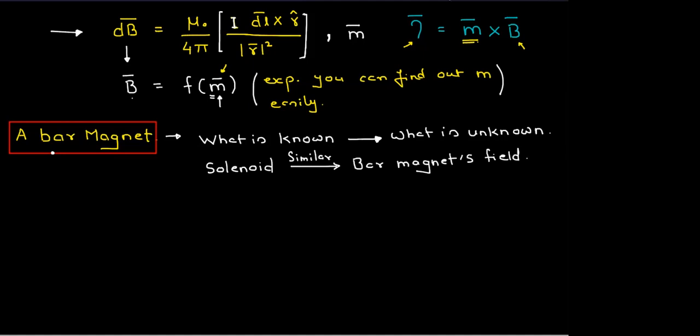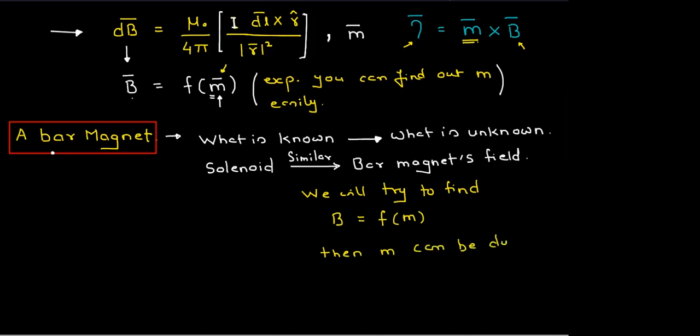Okay, so what we will do is that we will try to find the magnetic field of a solenoid as a function of M. Then this M can be due to a bar magnet also.